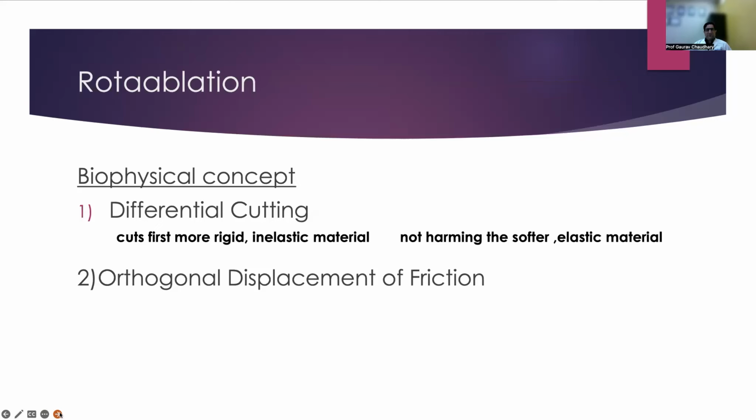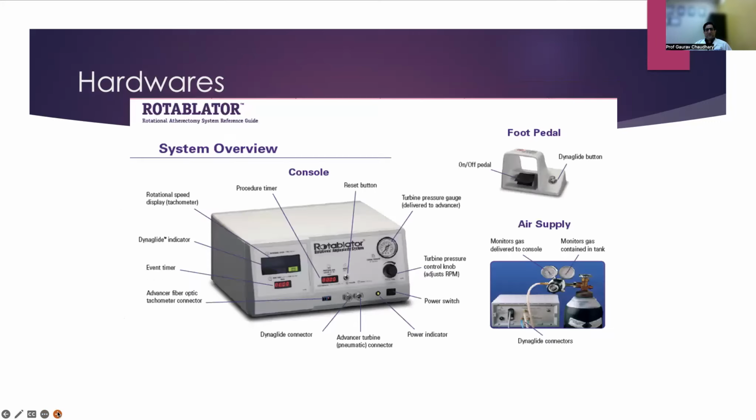So how does rotablation work? Think of shaving: the blade is there, but it cuts the hairs, not the skin. So there is a differential cutting mechanism in this. The rotaburr cuts the more rigid structure and inelastic material, without harming the soft or elastic material. And there is orthogonal displacement of friction as well.